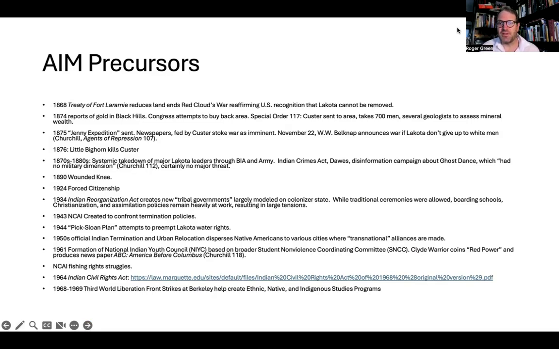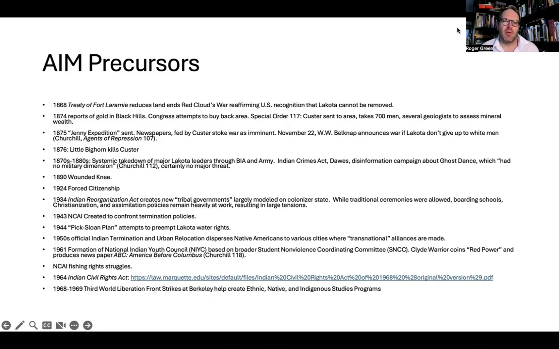In Special Order 117, Custer was sent to the area. He takes 700 men, several geologists to assess mineral wealth. In 1875, we see the Jenney expeditions being sent to the area. Newspapers, fed by Custer, stoke war with natives as imminent. Now, actually, what's happening to Plains groups, native groups, during the time is they're basically starving and being moved to reservations, right? But the public media in the United States against Native peoples says that the natives are going to come, that there's going to be a Ghost Dance religion.